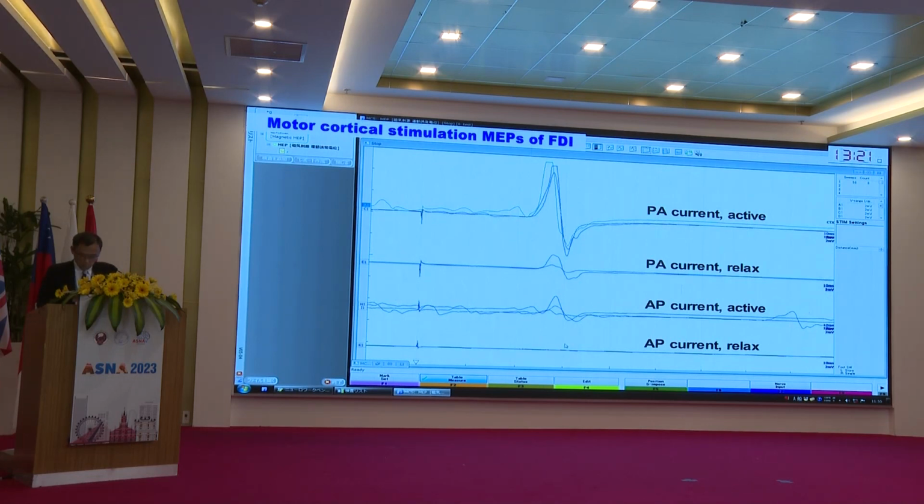So if we would like to see the central motor conduction time, we need this latency, which means active condition responses with anterior-directed current in the brain. We use this one for the central motor conduction study because it is the shortest latency, probably from the first descending volley to the spinal motor neurons.